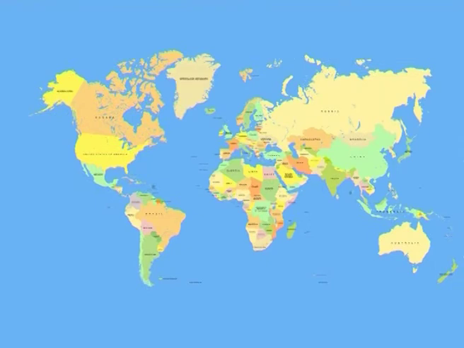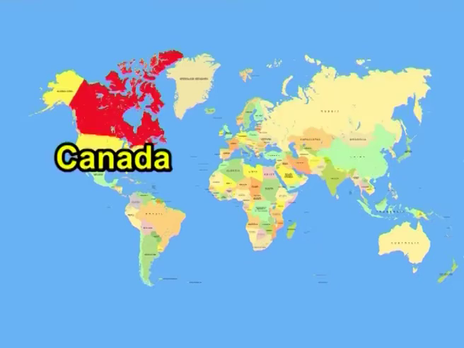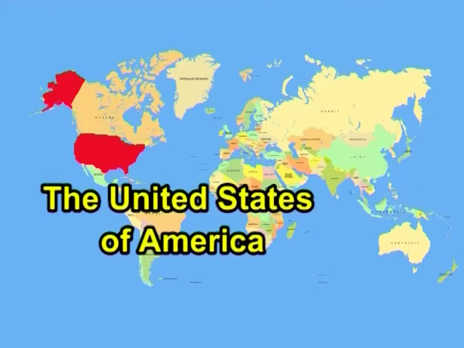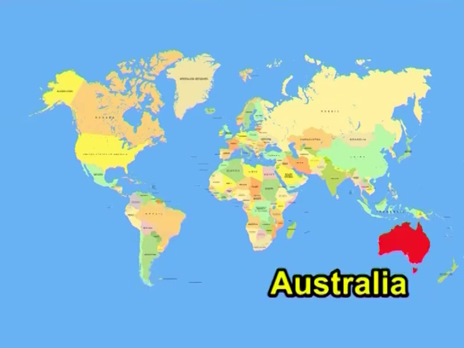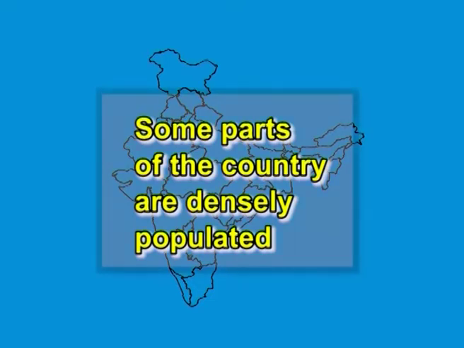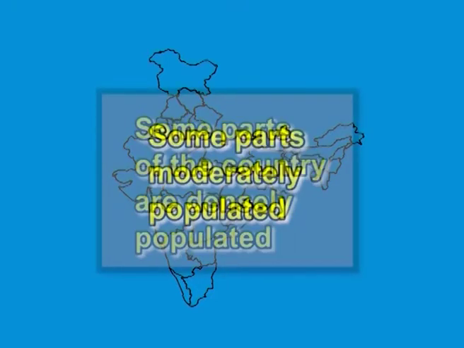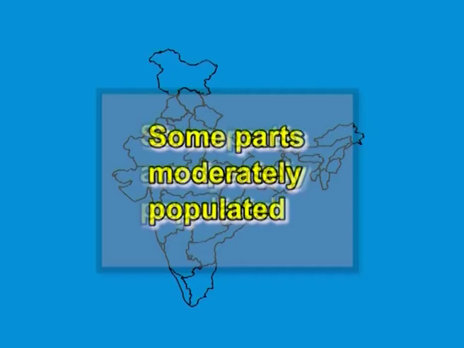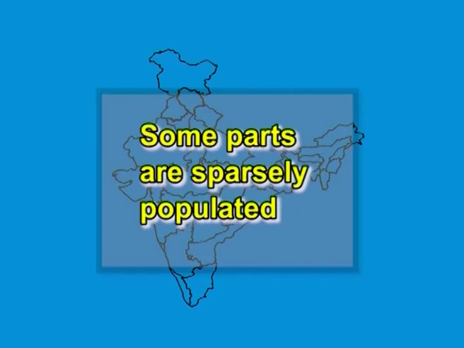In terms of area, India stands 7th, preceded by Russia, Canada, China, the United States of America, Brazil and Australia. Barring China, the total population of these large five countries is far less than that of India. Population of the world or of any country is not uniformly distributed. The same is true about India also. Some parts of the country are densely populated, some parts moderately populated, and some parts are sparsely populated.